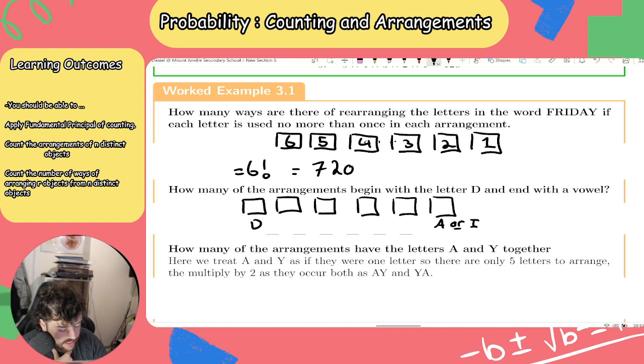So my first one here, D. How many Ds do I have? I only have 1 D, so I only have 1 option there. Then I'm going to have 5 options here because it's 5 letters left. Then 4 options, then 3 options, 2 options. Now I'm at the last letter here. But we notice here A or I.